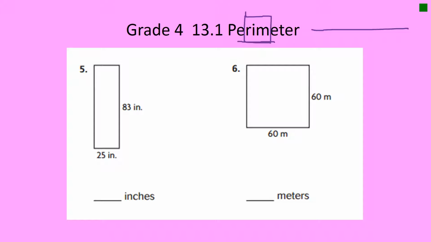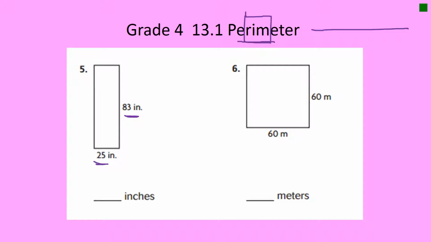So let's look at 5 and 6, and the directions say, find the perimeter of the rectangle or square. So number 5 is actually a rectangle, 6 is a square. When we look at number 5, they're only giving us two distances. The long side is 83 inches and the shorter side, the width, is 25 inches. So the length is 83, the width is 25.